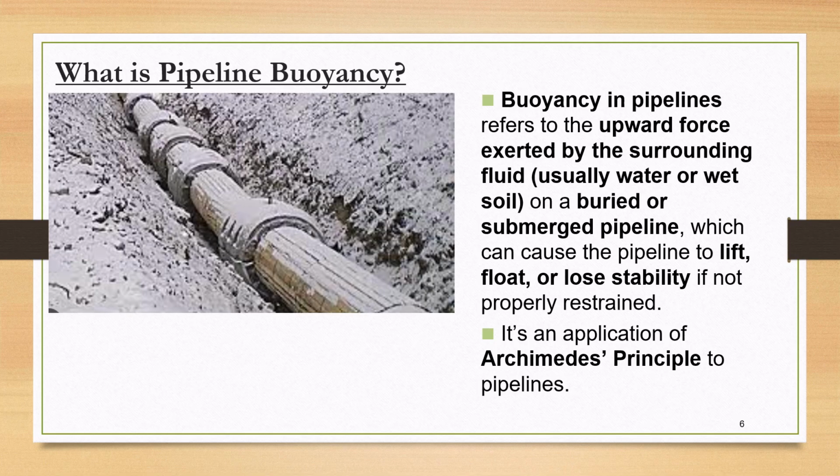So we know that buried pipelines are installed underground. Now in some areas, when it is below the water table, there will be surrounding water or wet soil in touch with the pipeline. Because of that, a buoyant force will be acting on that pipeline. So buoyancy in pipelines is the upward force exerted by the surrounding fluid on a buried or submerged pipeline, which can cause the pipeline to lift, float, or lose stability if not properly restrained.